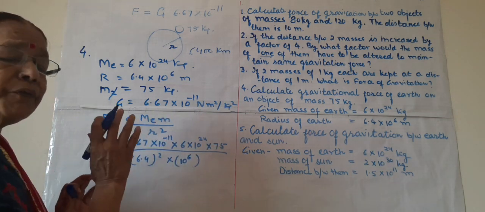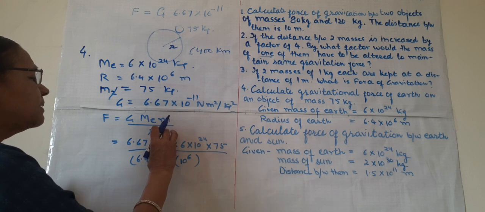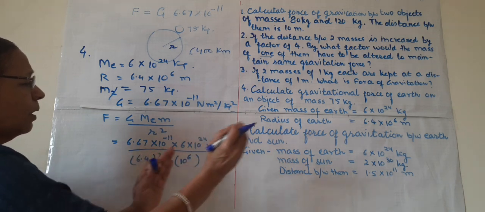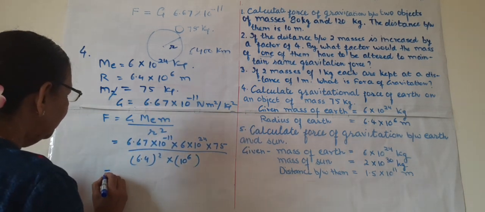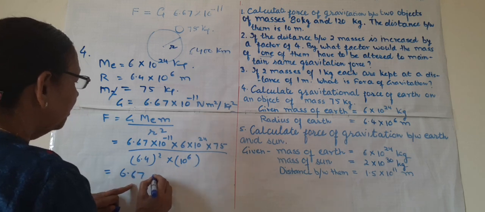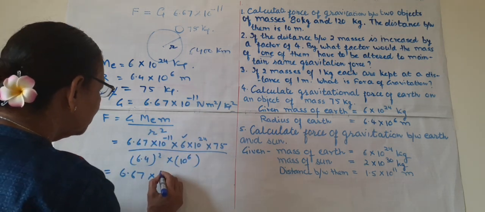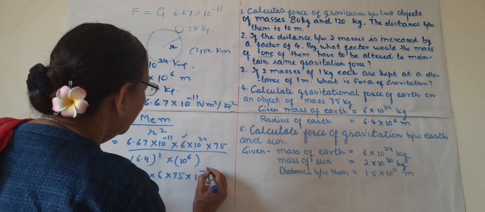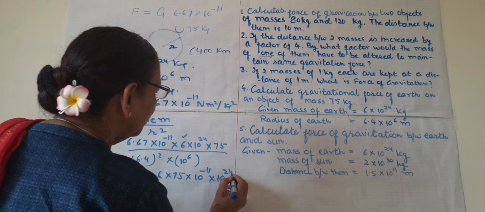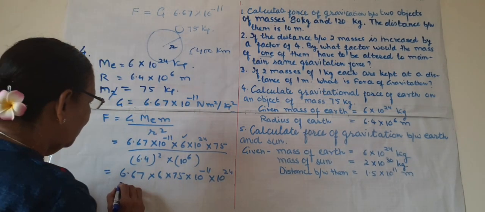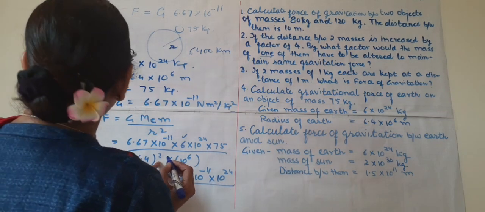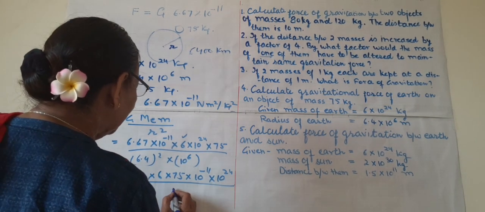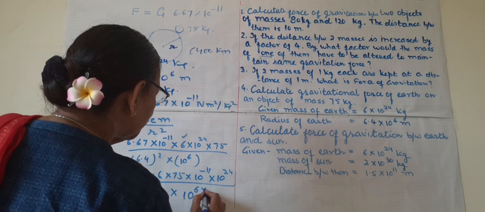When we do these types of numericals, we put the numbers having 10 to the power plus or minus on one side. So we will rearrange this by writing 6.67 into 6 into 75 on one side, and 10 raised to power 11 and 10 raised to power 24 on one side. Likewise, 6.4 into 6.4 is, what is this? And we will write 10, 6 into 2.